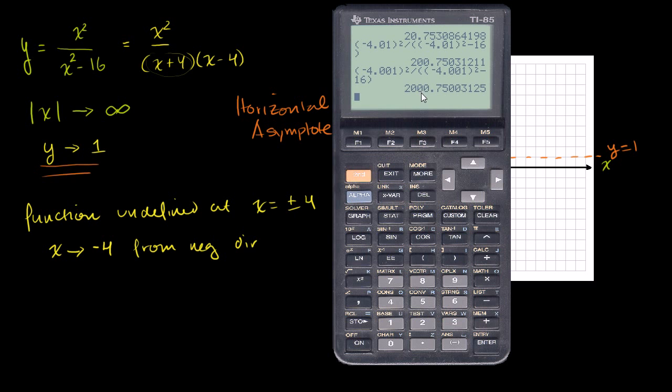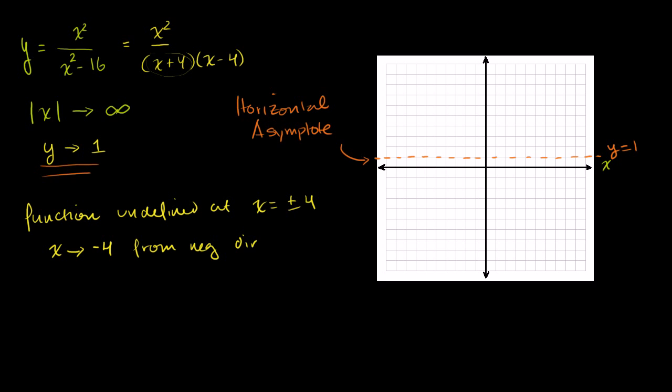We get 2,000. So as we get closer and closer to negative 4 from the negative direction, we're approaching larger and larger, super large numbers. And you could try it. If it's 4.00001, it's going to get to larger and larger numbers here. If you add another 0, it's probably going to be 20,000. So as we get closer and closer, it's getting to larger and larger numbers. We could say, as x approaches negative 4, y is approaching infinity. It's getting to a larger and larger value.